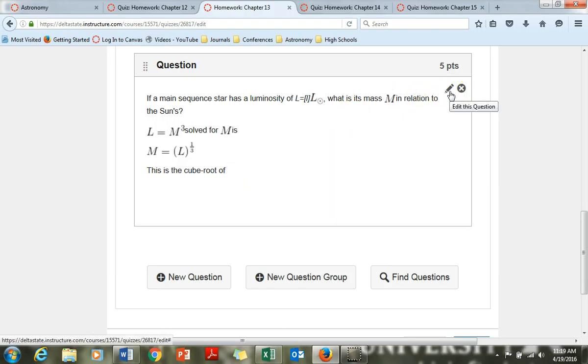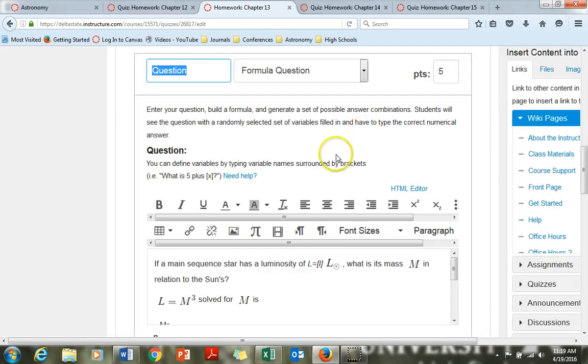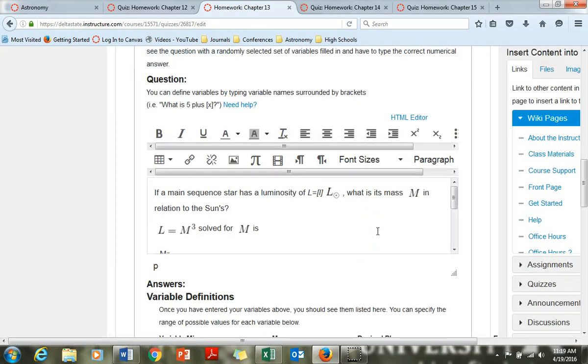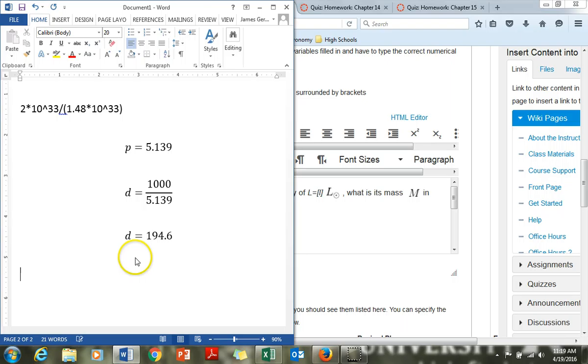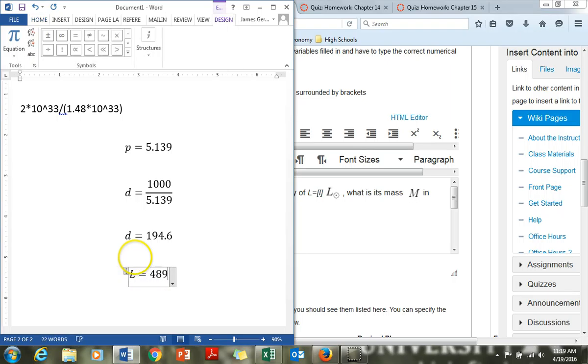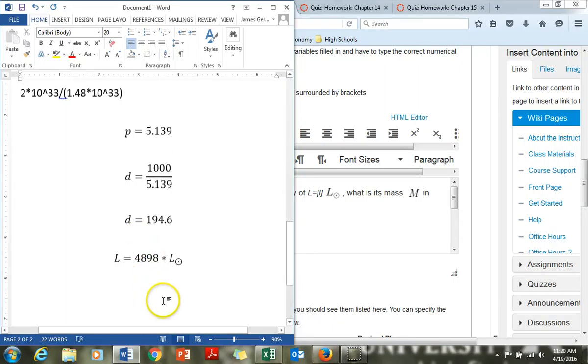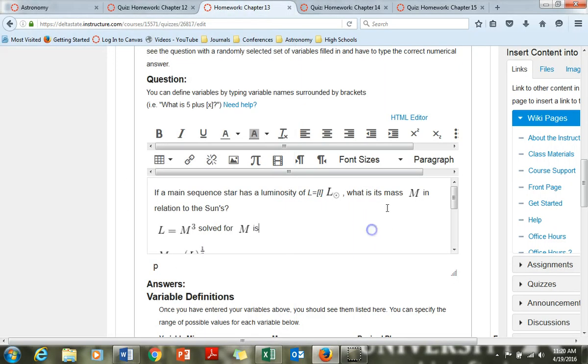So the main sequence star has a luminosity of 4898 times the luminosity of our sun, right? So basically, what we're saying is that L for this star is 4898 times the luminosity of our sun. And that's the symbol for the luminosity of our sun. What is its mass, m?